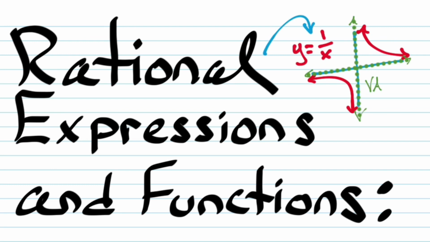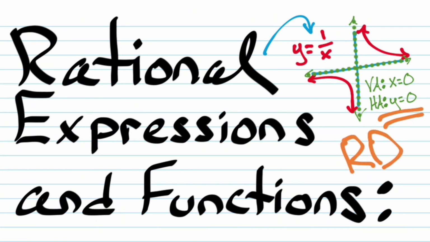Today we're going to be continuing our discussion of rational expressions and functions, which again is the parent function y equals 1 over x. This is the type of graph we're going to be looking at. In our previous video, we discussed how to find the key features, the vertical and horizontal asymptotes, and any removable discontinuities that might happen in the graph.